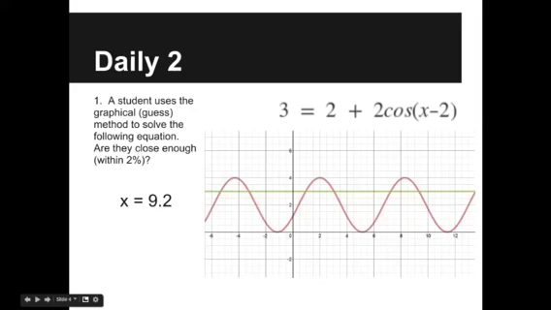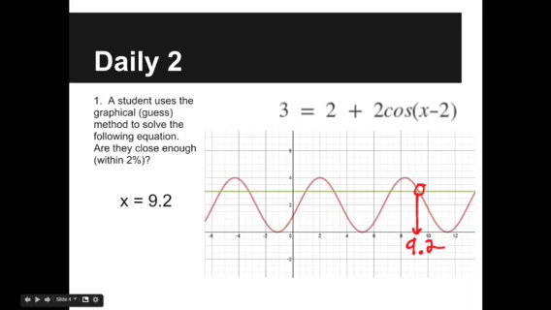All right, let's try to talk through this problem. So we have this equation, we have a sine curve, cosine curve, we have a point of intersection, and the student has guessed that this point of intersection is 9.2. And so the question is, are they close enough?